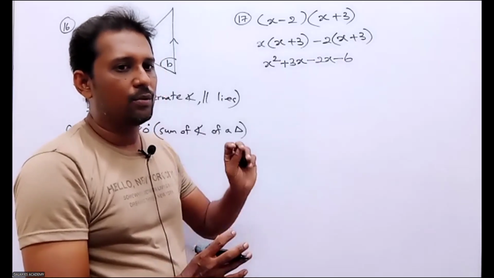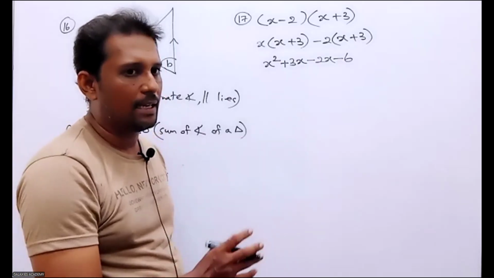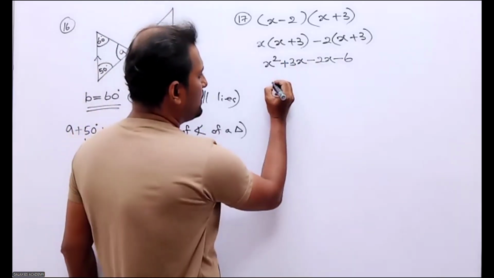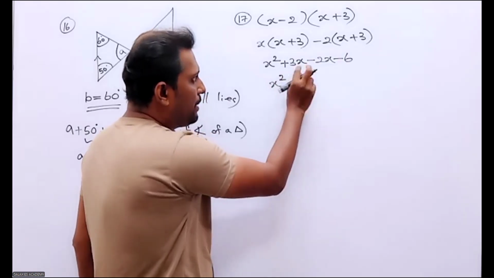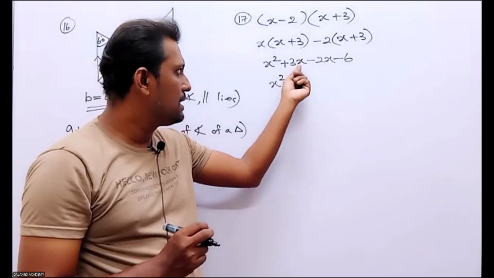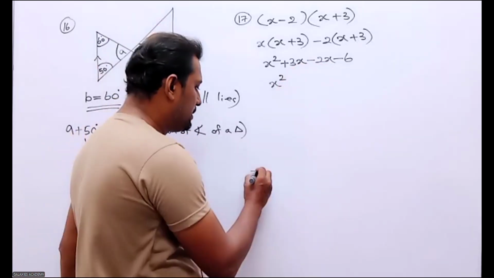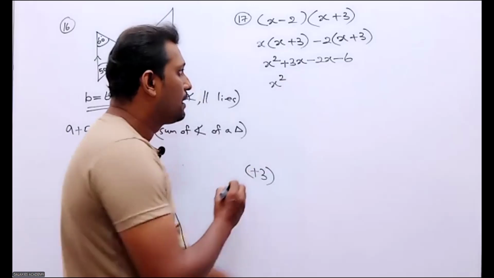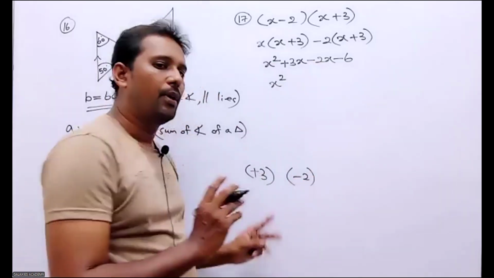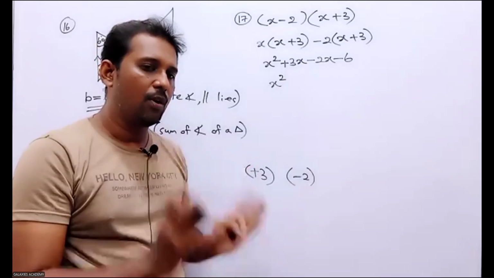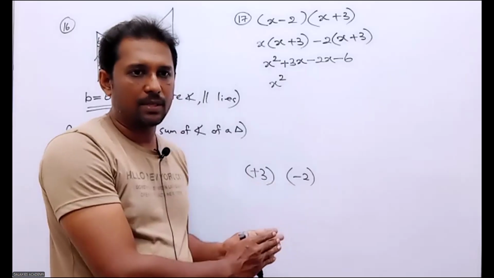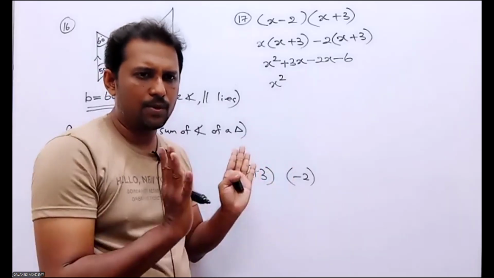Then we have to simplify the like terms. What are the like terms? 3x and negative 2x. When you simplify the like terms, you check the coefficients of these two terms. This one coefficient is positive 3. This one coefficient is negative 2. I told you, always you add these two directed numbers. Okay, the given directed numbers always you add.